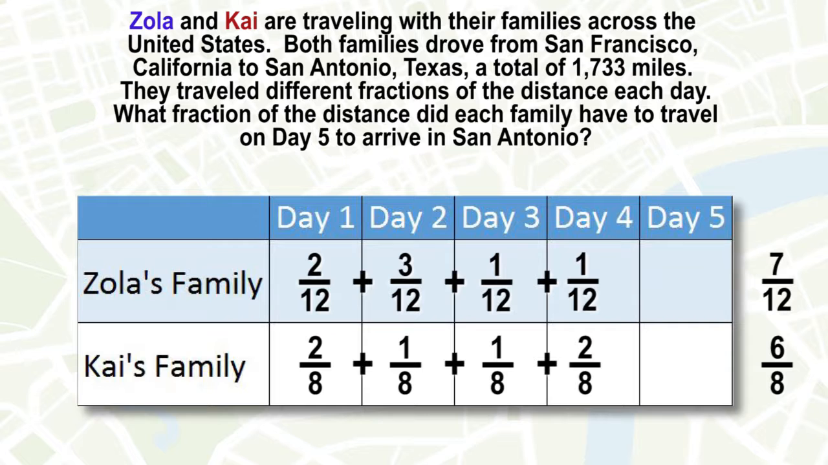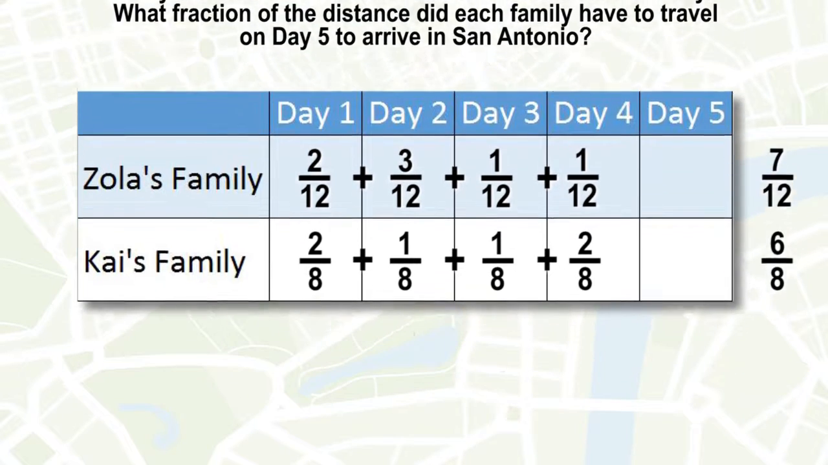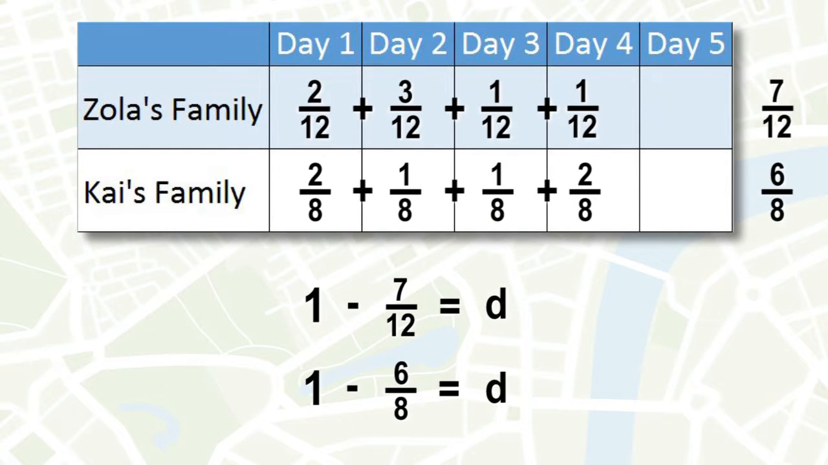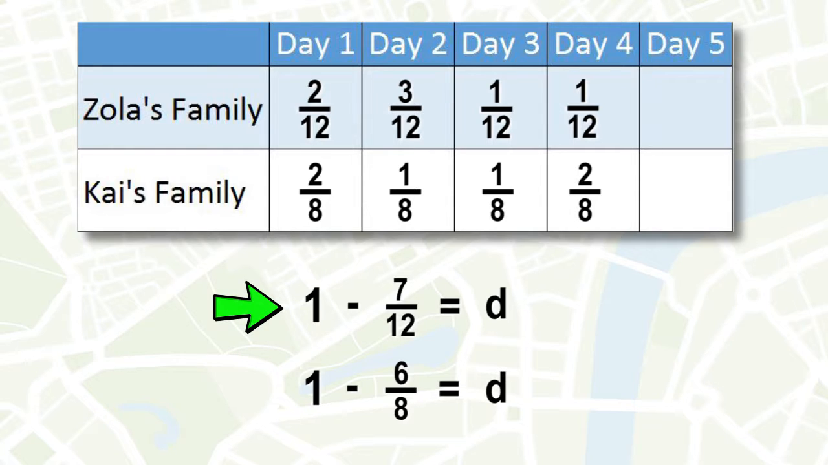To find out the distance left to travel, take 1 whole minus the amount they have already traveled. In Zola's case, this would be 1 whole minus 7/12 equals the distance for day 5. 1 whole can also be thought of in terms of twelfths as 12/12. So the equation now reads 12/12 minus 7/12 equals 5/12 left to travel on day 5.